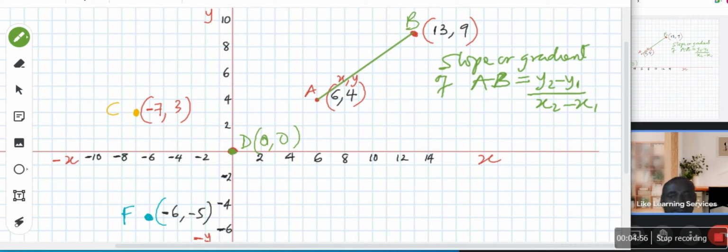What I mean by rise over run, you do its height and then its width. See the height? So let me draw it again. The height against the width. That's rise over run. The height is rise. The width is run. So gradient, you can also call gradient as rise over run. So what is the height, what is the width for that line AB?